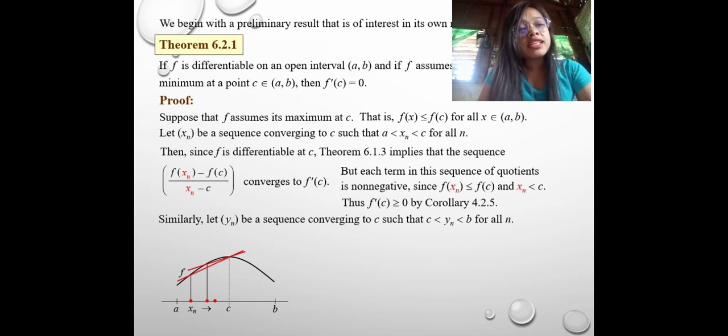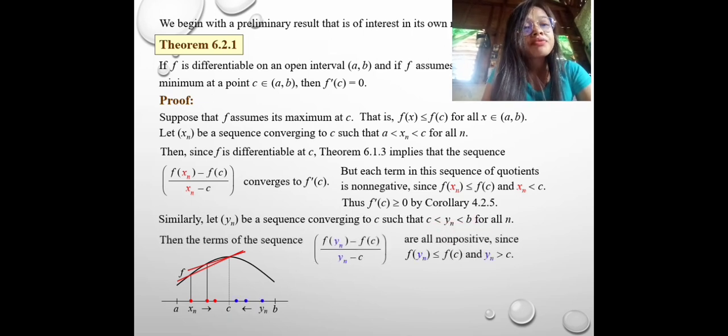Similarly, let y sub n be a sequence converging to c such that c is less than y sub n and y sub n is less than b for all n. Then the terms of the sequence f of y sub n minus f of c all over y sub n minus c are all non-positive, since f of y sub n is less than or equal to f of c and y sub n is greater than c.